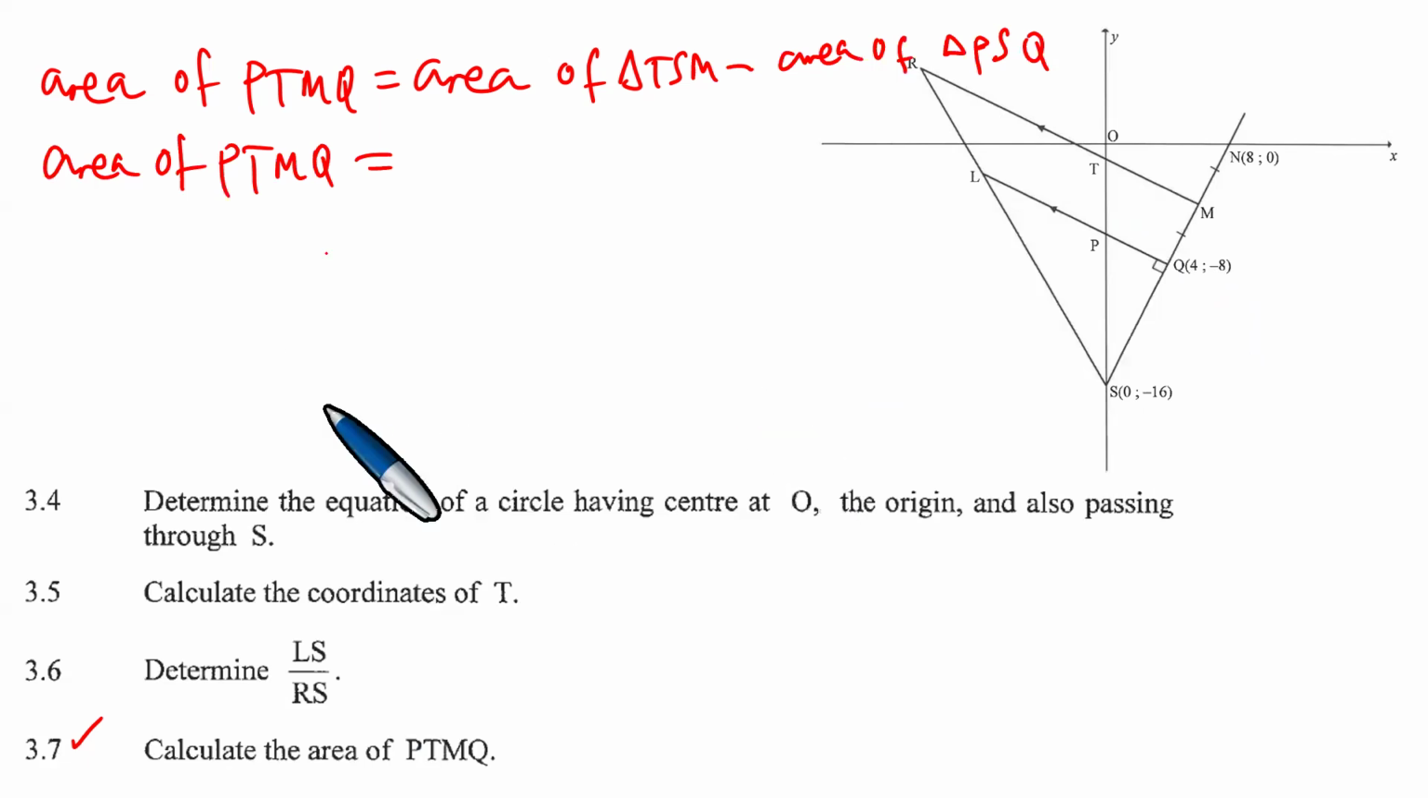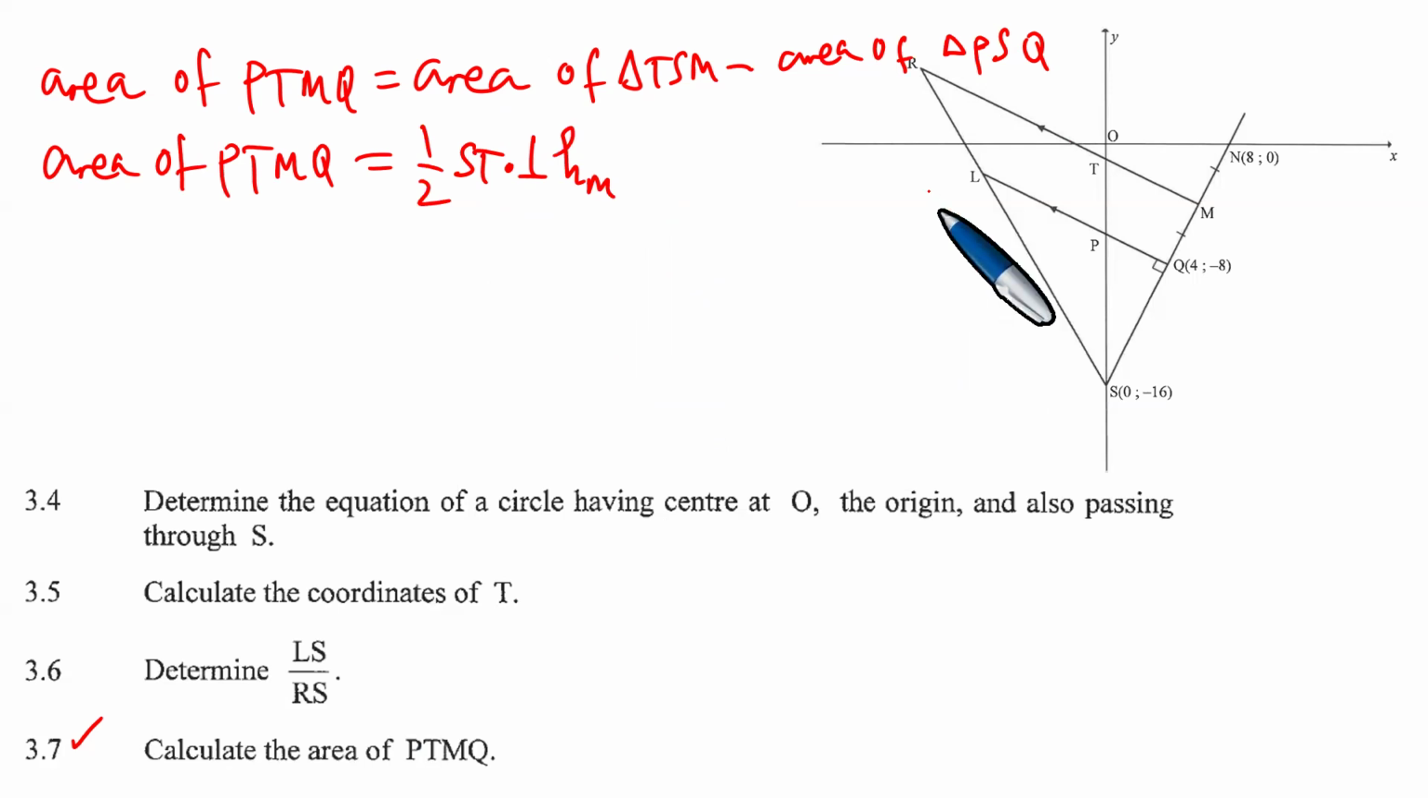Right. It's actually half the base. The area of triangle TSM is half the base ST times the perpendicular height H subscript M. Okay, let's look at that.